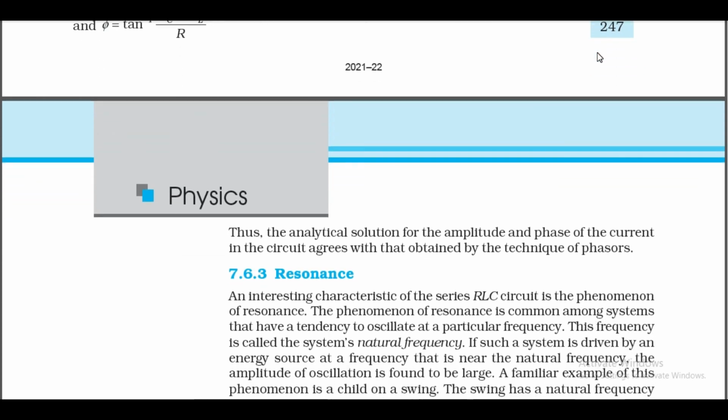Thus, the analytical solution for the amplitude and phase of the current in the circuit agrees with that obtained by the technique of phasors.